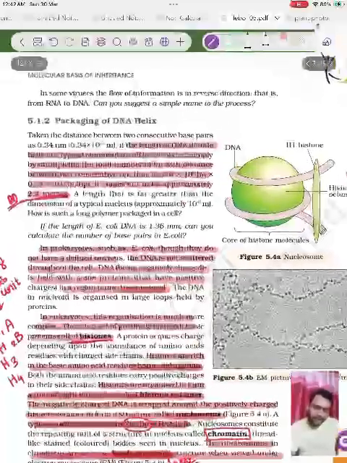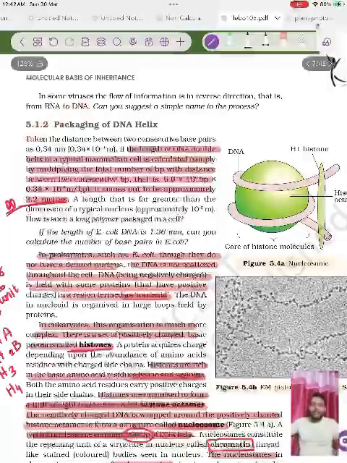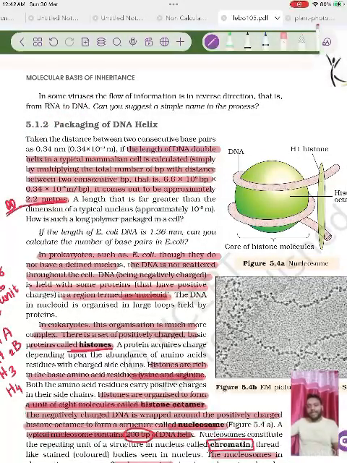Now, packing of the DNA helix. In eukaryotes, we have a proper nucleus, right? But prokaryotes don't have a nucleus. So their DNA will not just move around freely, right? It also stays in a proper place, right?